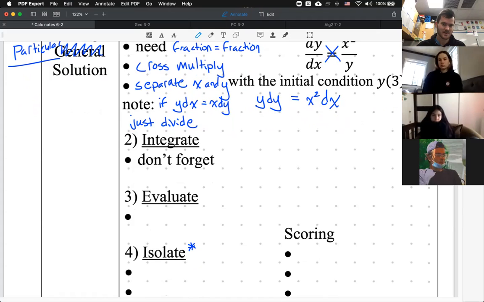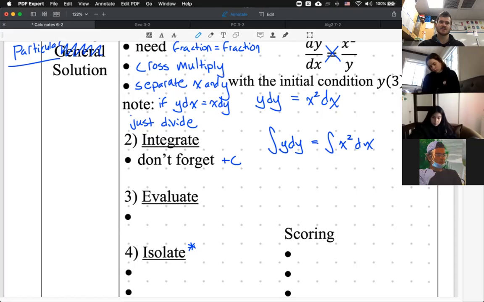So integrate. Don't forget your plus c. Let's integrate both sides. You just write the integral. So I'm going to rewrite this equation, but with an integral on the left and an integral on the right. So the integral of y dy is equal to the integral of x squared dx. And I actually have to do the integration. So this is where I finally need some help. Let's get some people to help me.